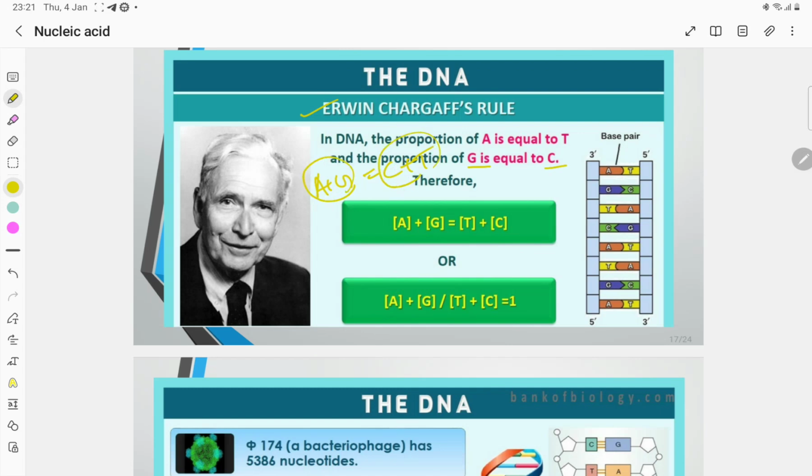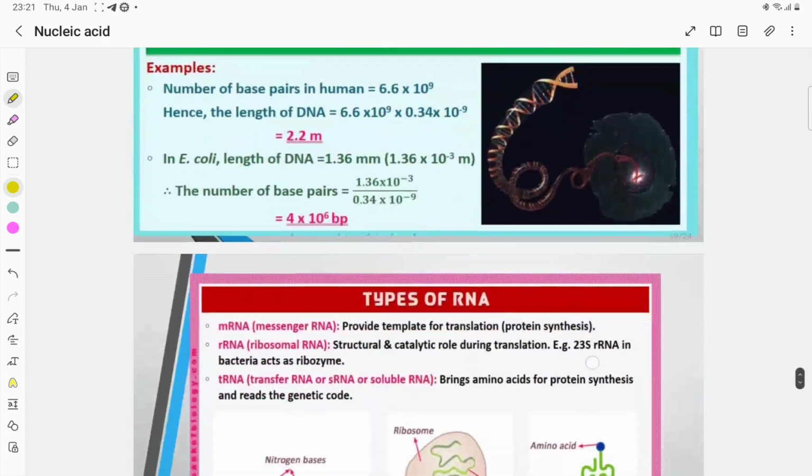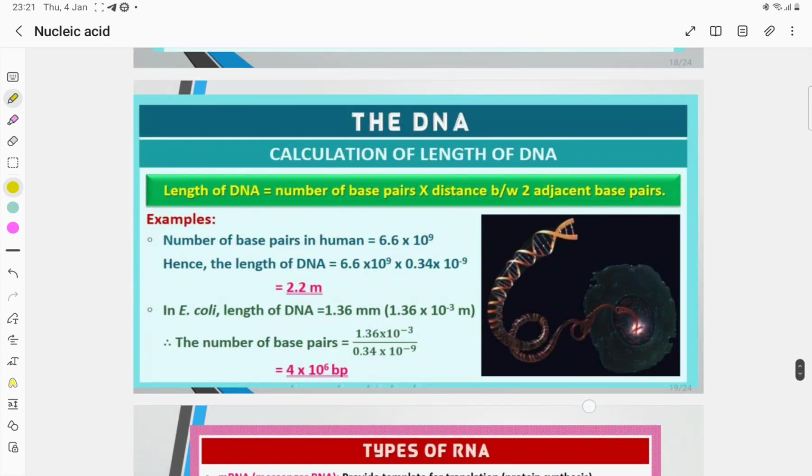In a DNA, the number of purine bases will be equal to the number of pyrimidine bases, and the number of pyrimidine bases will be equal to the number of purine bases. If you change it, then (A + G) / (T + C) is equal to 1. The ratio between the combination of adenine and guanine to the combination of cytosine and thymine equals 1. Okay, next we will discuss very briefly your RNA.